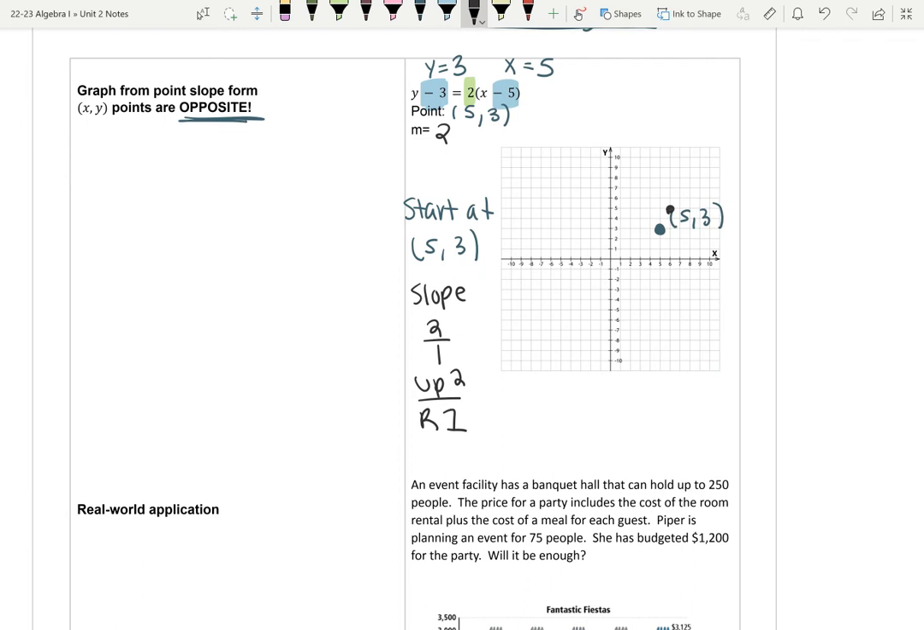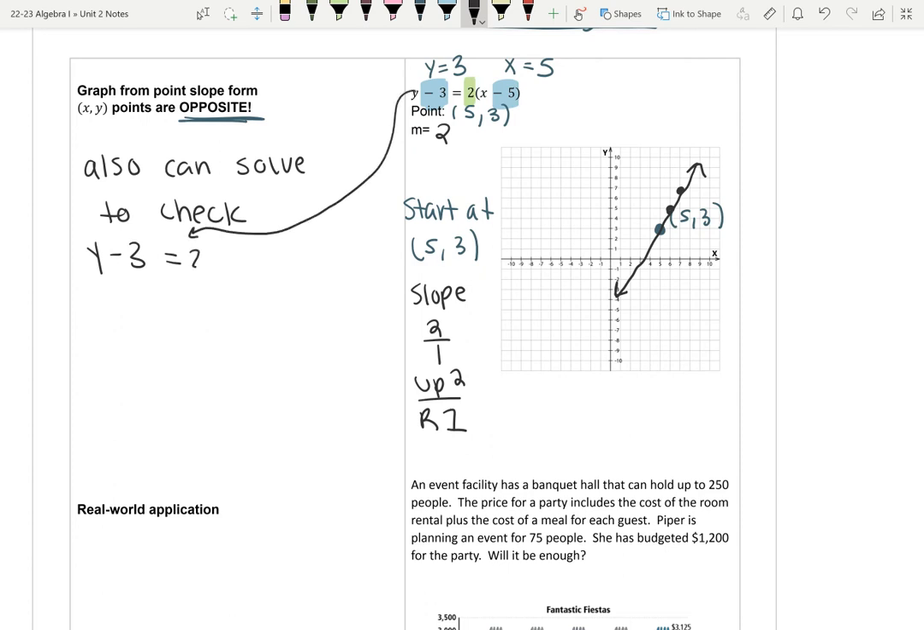So I'll go up 2 to the right 1, up 2 to the right 1. And you can do as many dots as you need to, but at least have 3. And you can also solve to check your answer. So if I were to take that and solve it, y minus 3 equals 2x minus 10. And if I add 3 to both sides, y equals 2x minus 7.